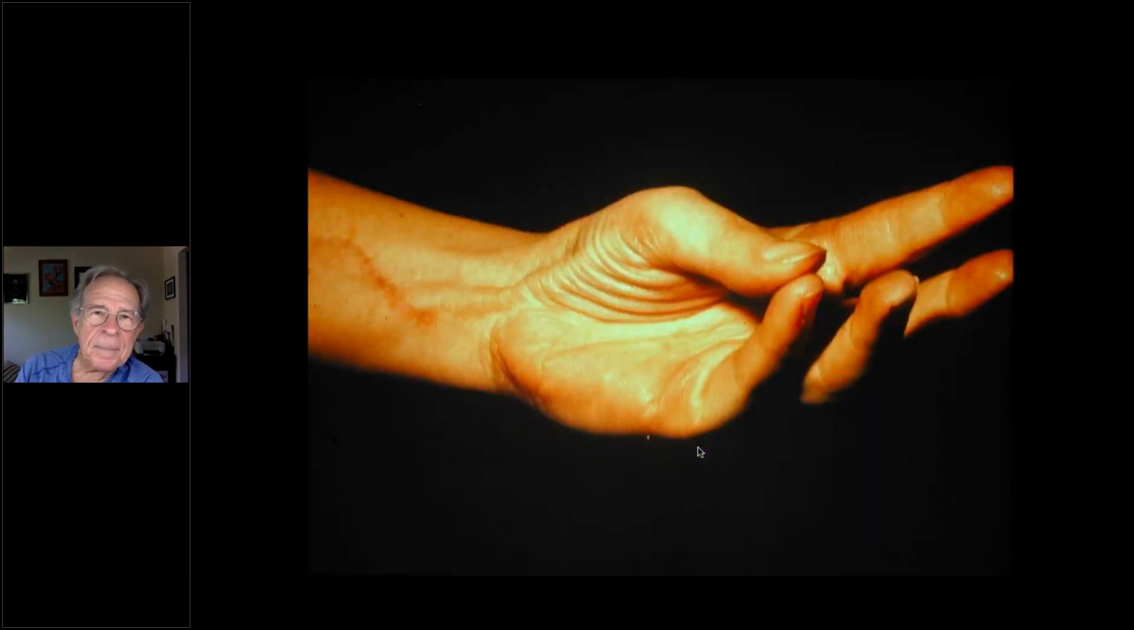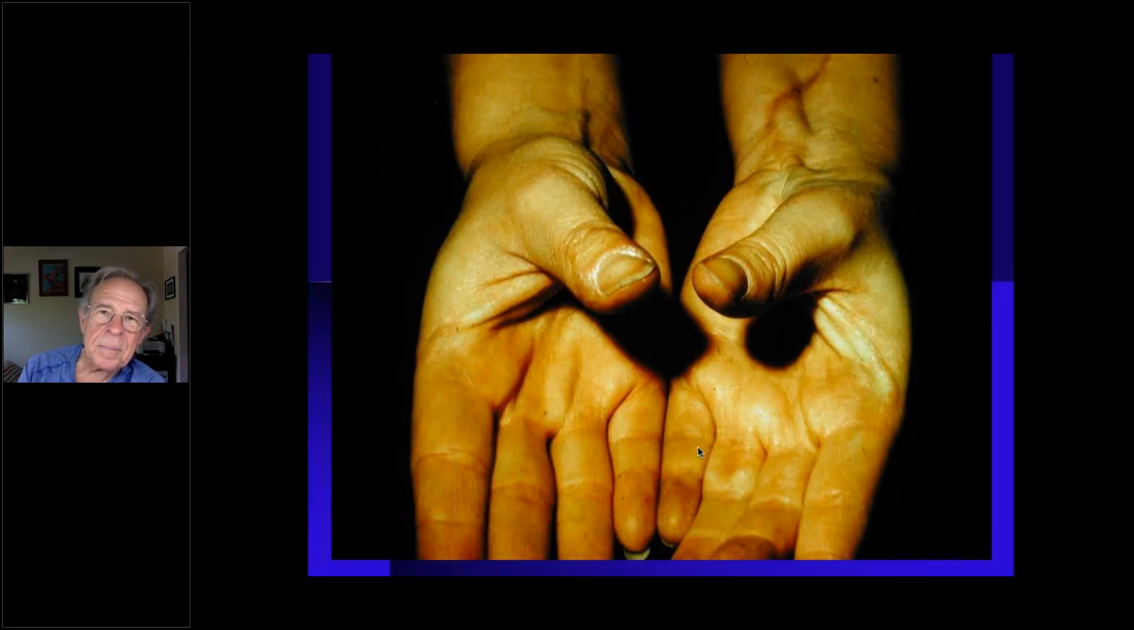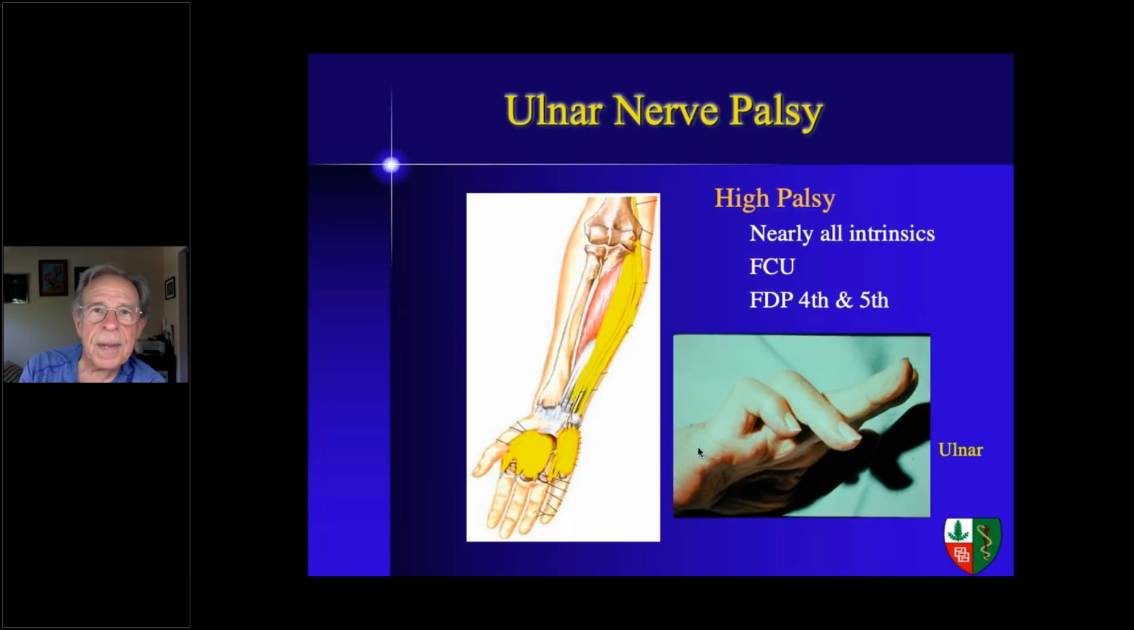So here's a patient some time after this transfer. You can see the FDS. You can see it's migrated a bit proximal, but it still follows the course of the abductor pollicis brevis, and this patient's showing opposition all the way to the 5th finger, and here comparing opposition with the affected side and the unaffected side. Our final nerve is the ulnar nerve.